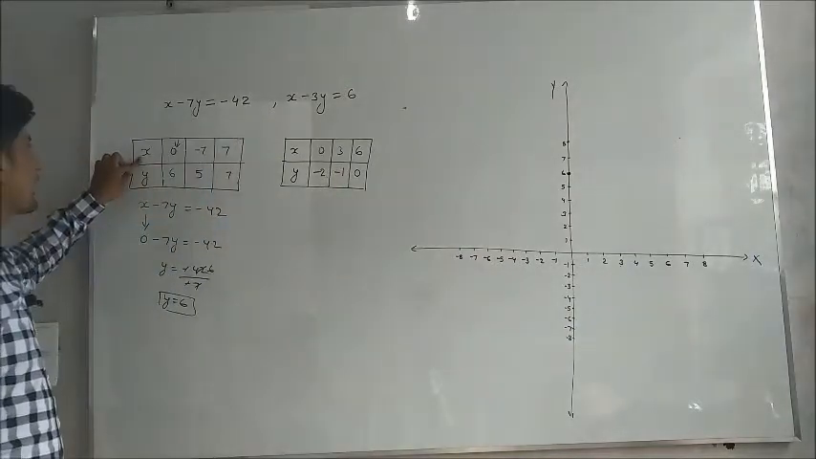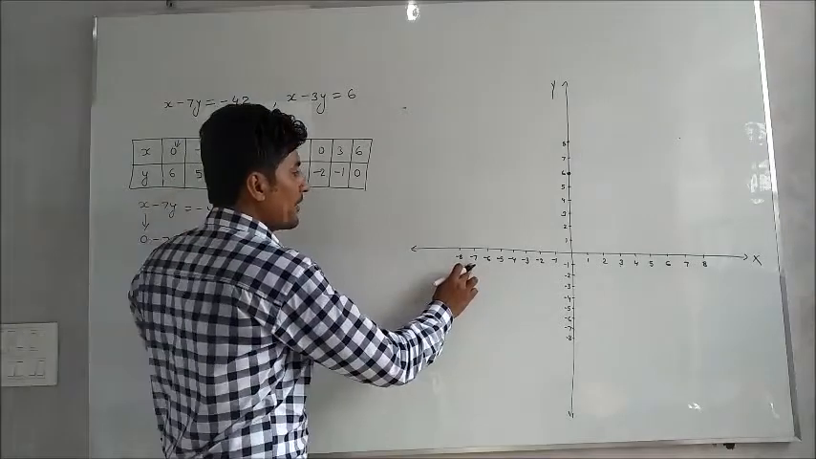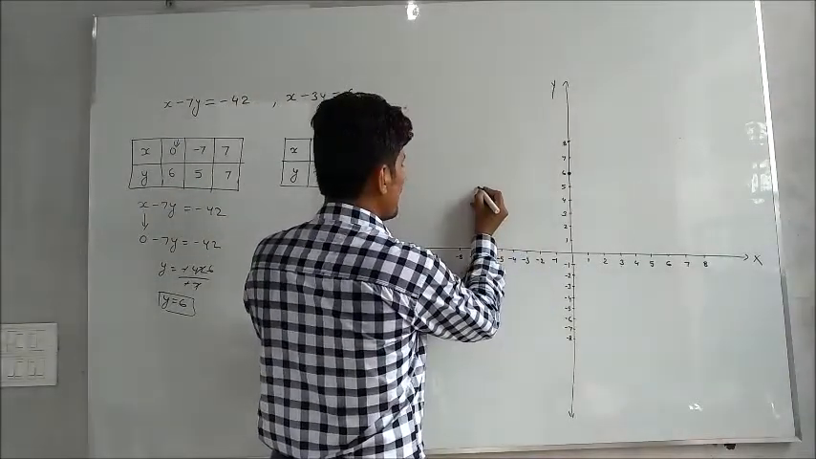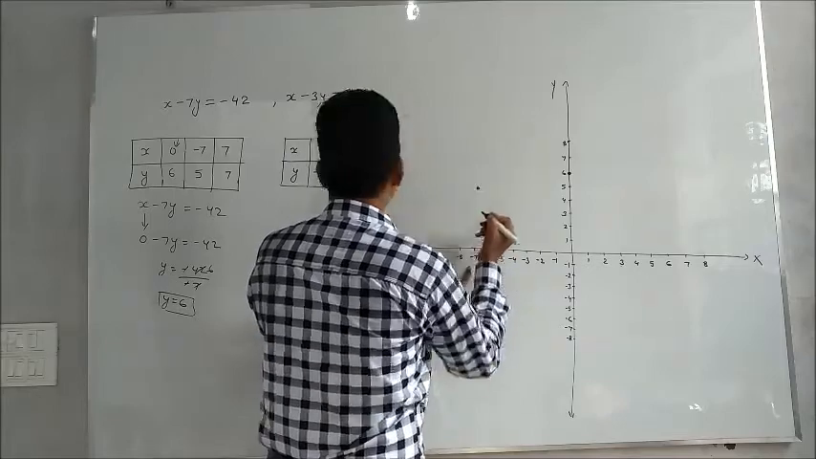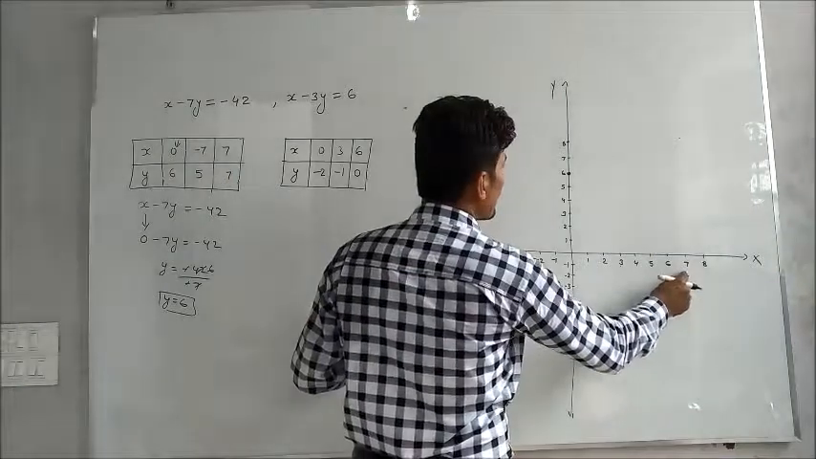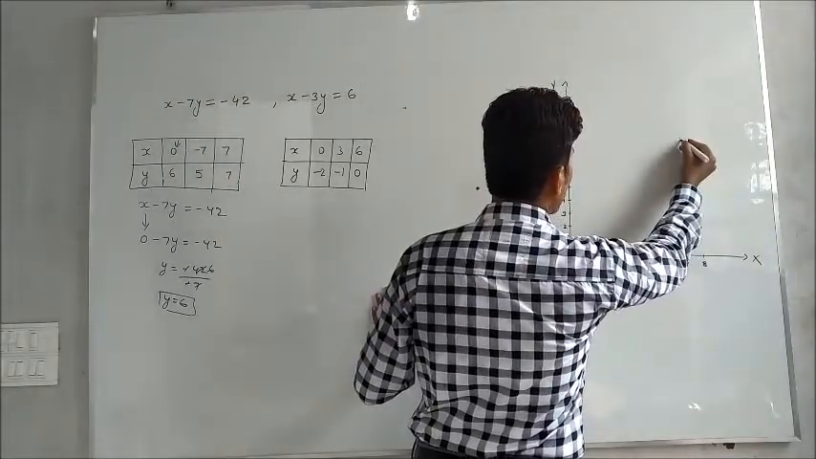Second case, x equals -7, y equals 5. Then the point will exist here. Now the third one, x equals 7, y equals 7. Then the point will exist here.